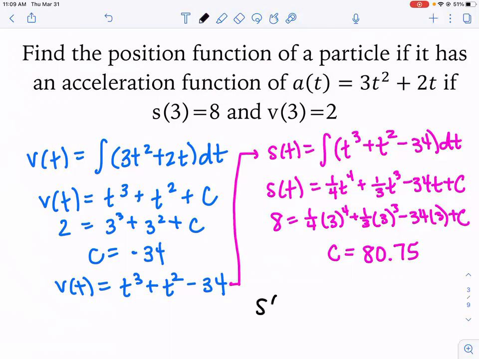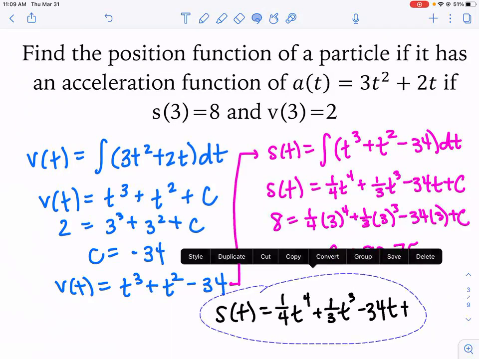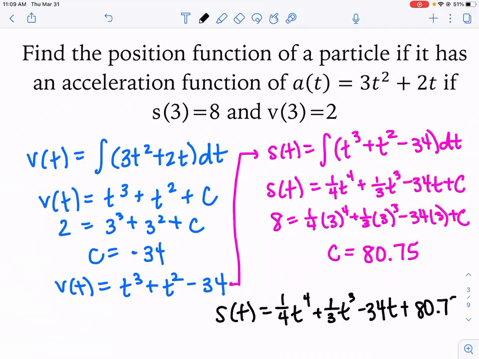All right, so you're telling me that your position equation is 1/4 t to the 4th plus 1/3 t cubed minus 34t plus 80.75. That's what you're telling me. And does the rest of the class agree? You all four got 80.75? Yes. Cole, did you get there? Getting there. Okay, Austin, you got here? Okay. Julia, got here? Awesome.